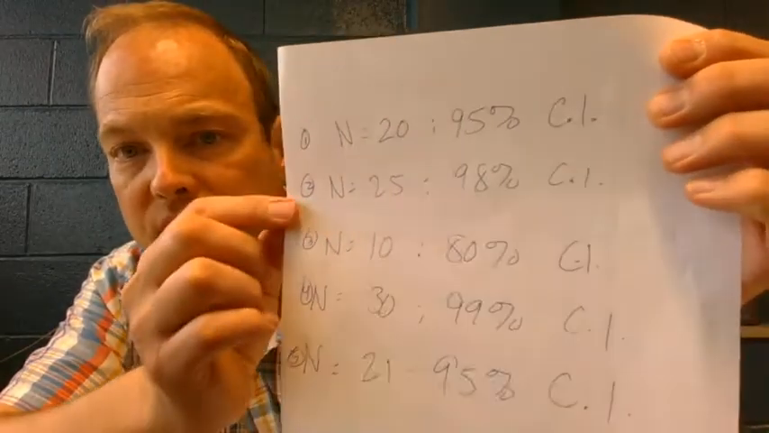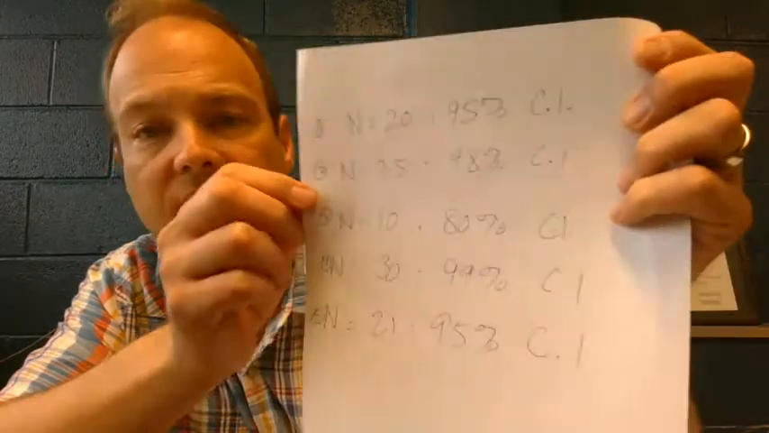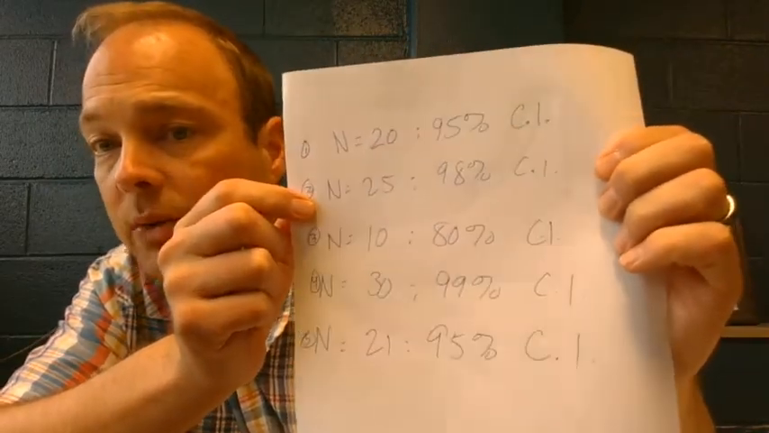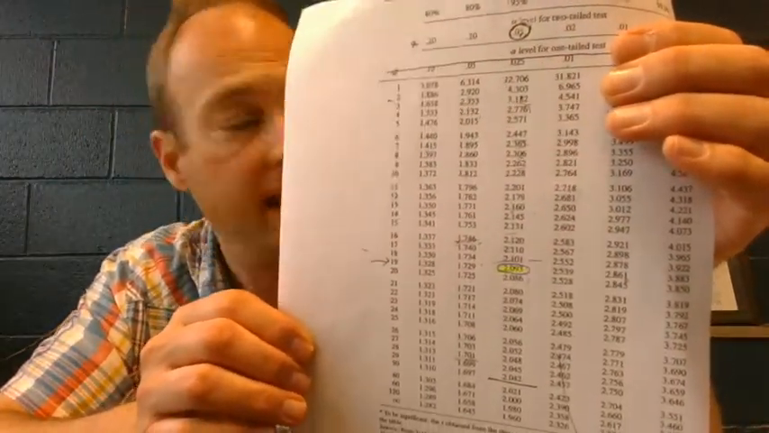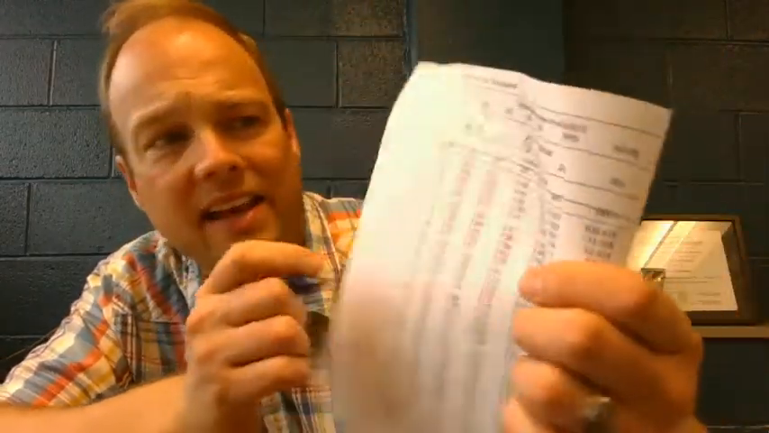Let's do another one. Number two. N equals 25, 98% confidence intervals. Go to the t-table. N equals 25, that means degrees of freedom equals 24. That means the correct t-value is going to come from the row labeled 24. The task at hand is 98. I think that's correct, right? Yeah, 98% confidence intervals. That's the column that the correct t-value will come from. So let's find the correct t-value.